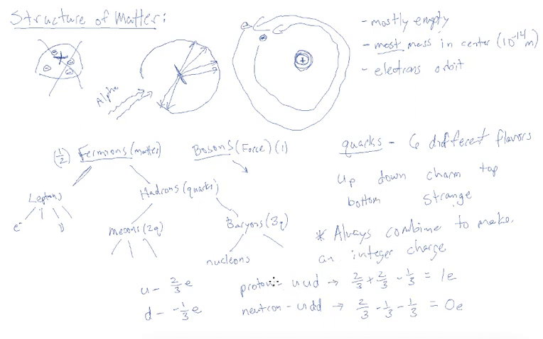You couldn't do something like, for a meson, which is 2 quarks, you couldn't do an up quark. That would not give you an integer charge. It would be a 4/3 charge, and that wouldn't work.